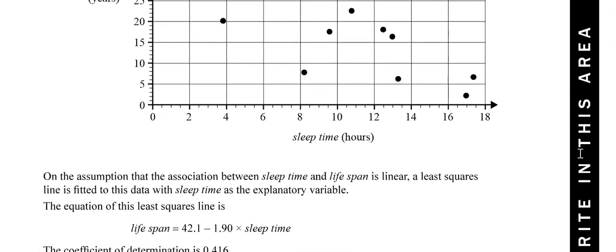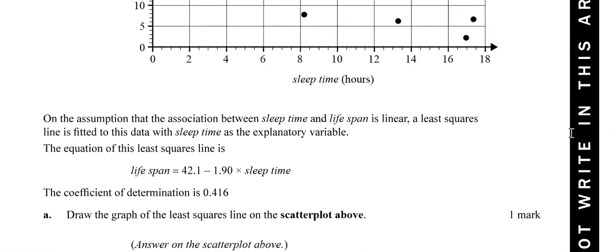On the assumption that this association between sleep time and lifespan is linear, a least squares line is fitted to the data with sleep as the explanatory variable. The equation of the least squares line is lifespan equals 42.1 minus 1.9 times sleep time, and the coefficient of determination is 0.416. So some things to note to keep straight.